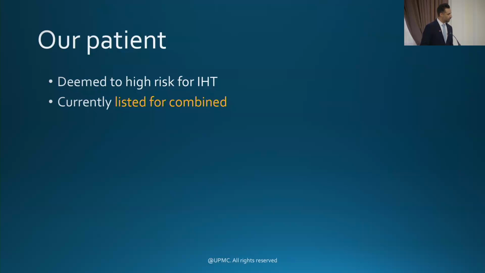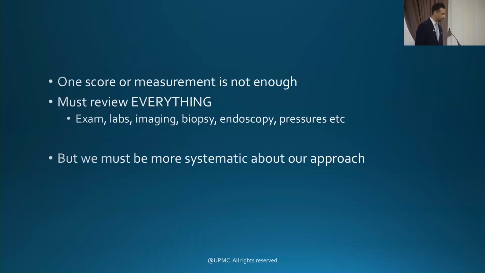Our patient was deemed too high risk for isolated heart. He's currently listed for combined. I'm not necessarily convinced he needs a liver, but again, these are difficult battles to fight. It is my opinion that one score or measurement is not enough. You need experience and must review everything: exam, labs, imaging, biopsy, endoscopy, pressures, and then you get a gestalt on how the patient should proceed, but we must be more systematic about our approach.